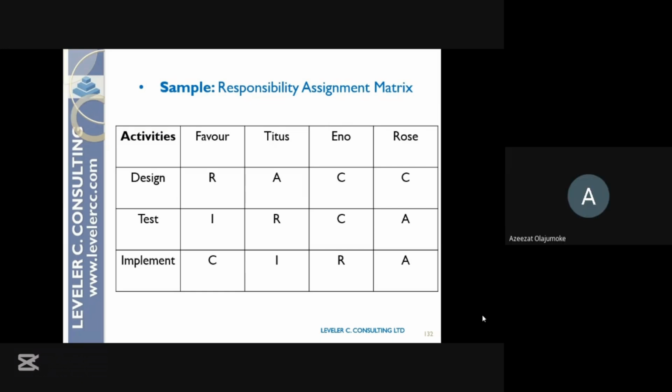So this person is responsible for the final deliverable. So while Favor is carrying out the design, somebody needs to check Favor to ensure that the result that Favor is going to deliver is according to spec. So that is to say somebody is supervising Favor. Titus is supervising Favor.